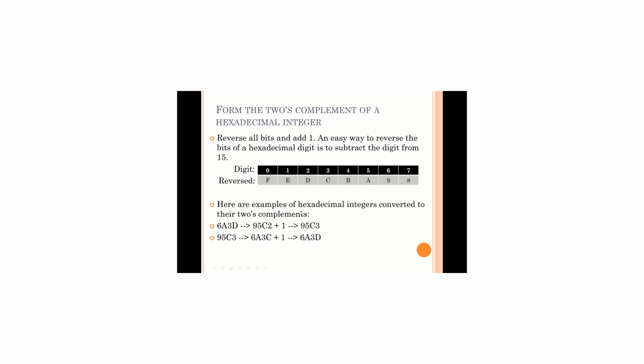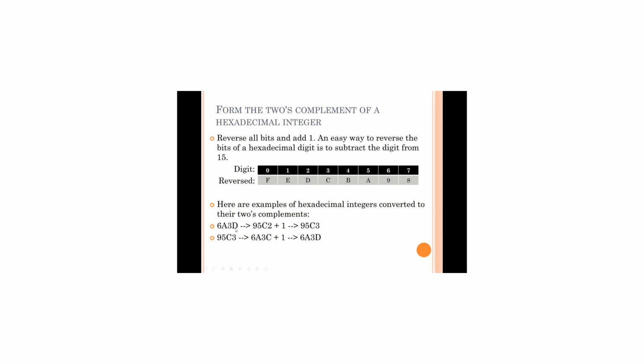So here are some examples of hexadecimal integers converted to their two's complements. 6A3D, okay? You flip all the bits of 6, you get 9. You flip all the bits in A, you get 5. You flip all the bits in 3, you get C. You flip all the bits in D, you get 2, plus 1. And then you get 95C3. 95C3 would be the 2's complement of 6A3D.